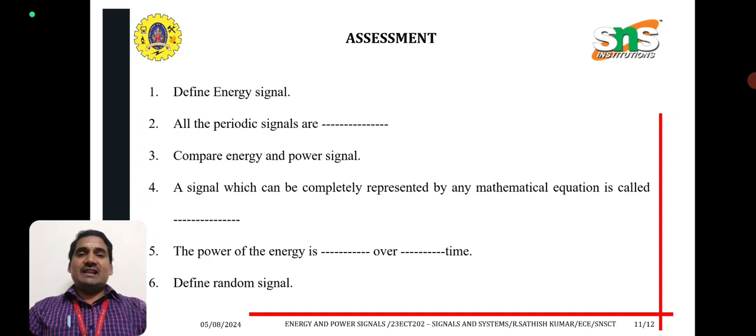Now we can see the assessment. Define energy signal. Total energy is finite and non-zero. The condition of the energy signal is 0 less than energy less than infinity. All the periodic signals are power signals.